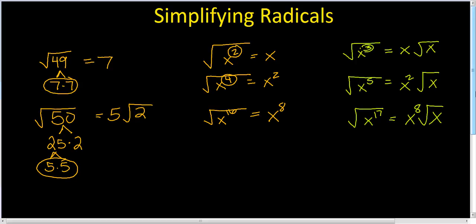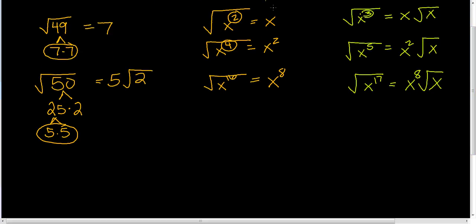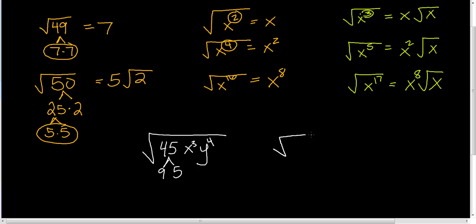Now let's put it all together and simplify one more time. This time, we're going to add numbers and variables. Okay, so 45 can be broken down into 9 times 5, and 9 is one of those perfect squares. So we're going to have 3 on the outside and 5 on the inside.